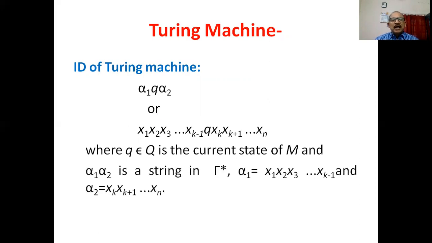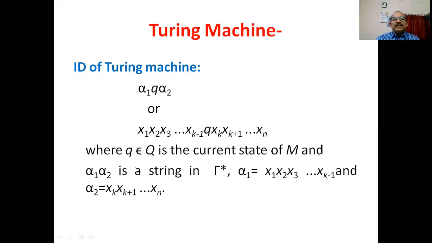Alpha 1 and alpha 2 are strings in gamma star. And what is gamma? Gamma is the tape alphabet. So alpha 1 is a member of gamma star and alpha 2 is a member of gamma star. Alpha 1 is, as I have already told you, x1, x2 to xk minus 1, and alpha 2 is xk plus 1 to xn.